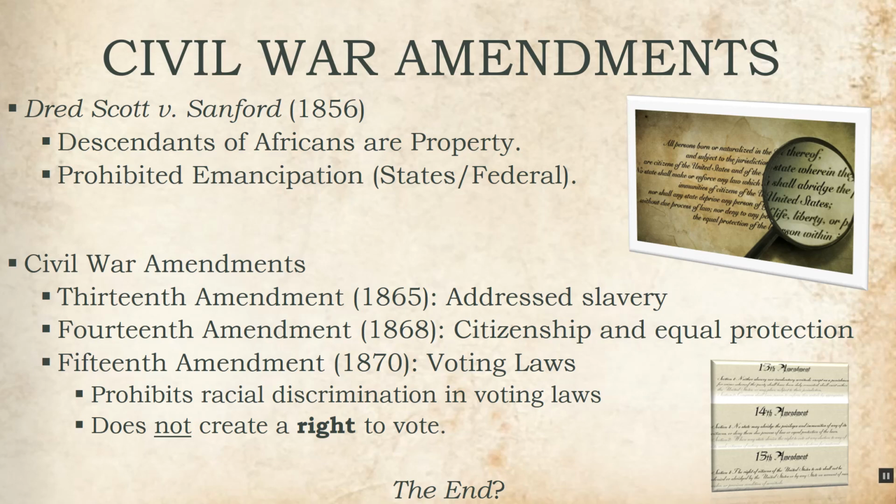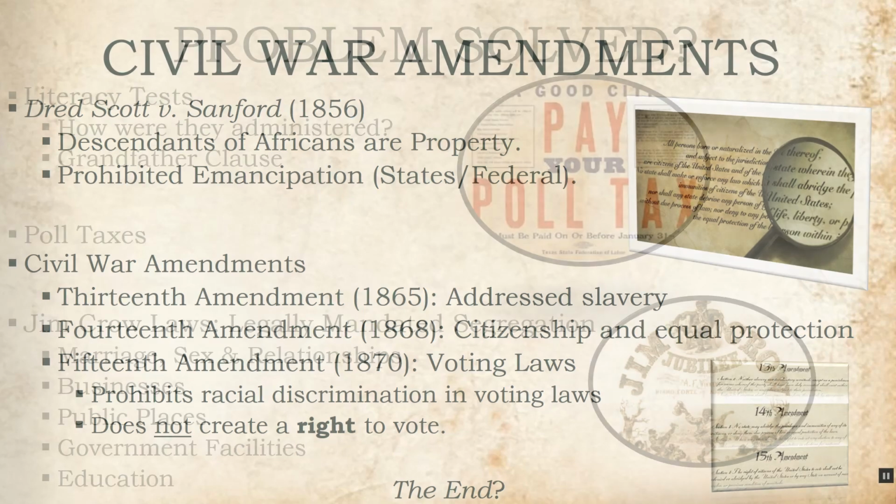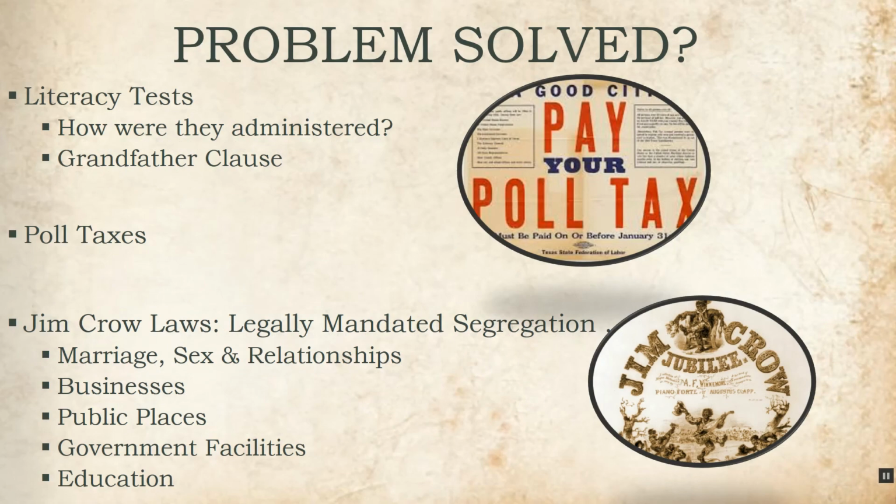So 13th Amendment, no more slavery. 14th Amendment, redefines citizenship, due process, and equal protection. 15th Amendment, no racial discrimination in voting laws. So that solves the problem, right? Well, no, not quite. Because what we're going to discover is that even after these three amendments are passed, states and private actors alike continue to find ways to get around the Equal Protection Clause, to get around the 15th Amendment. Things like literacy tests, which were administered in very discriminatory manners, the grandfather clauses that your textbook talks about, poll taxes, and so on and so forth.